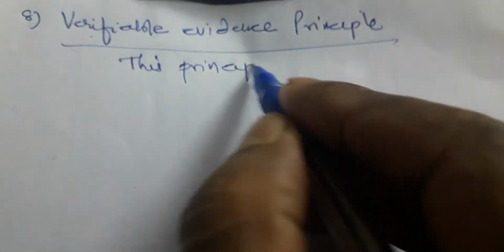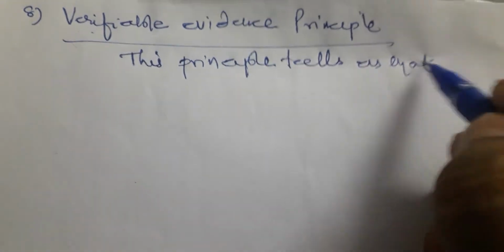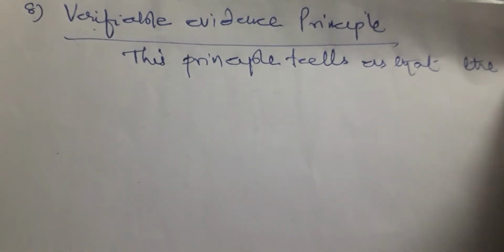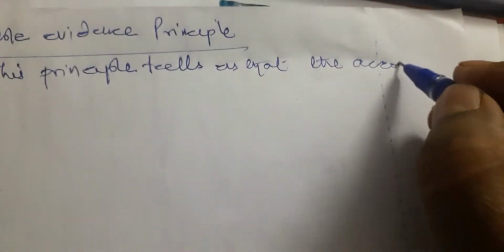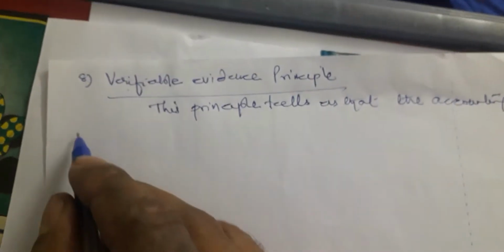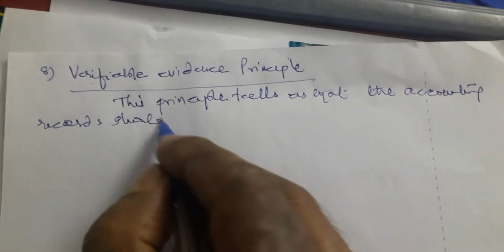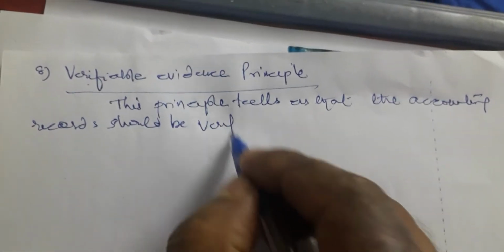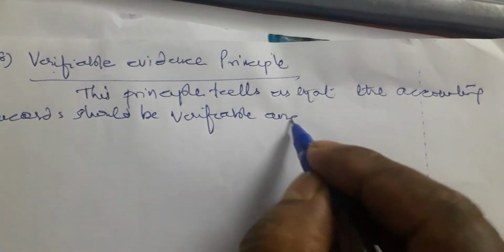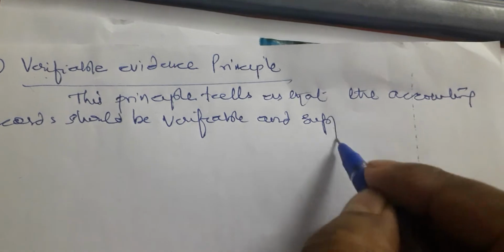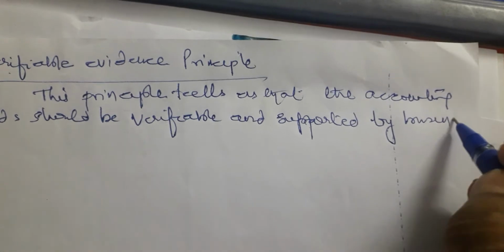So, this principle tells us that the accounting records should be verifiable and should be supported by business documents.